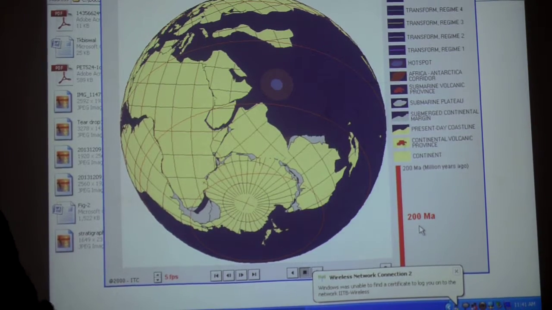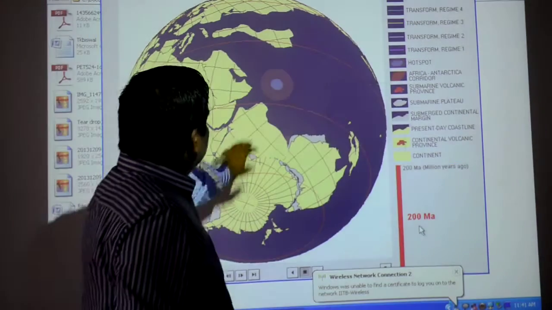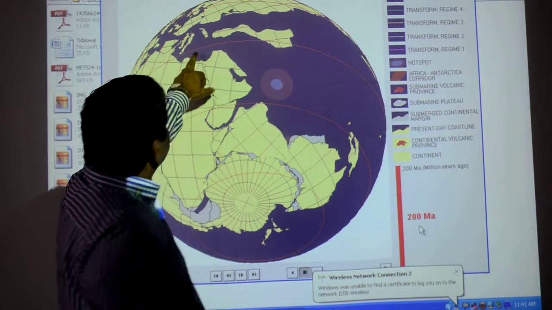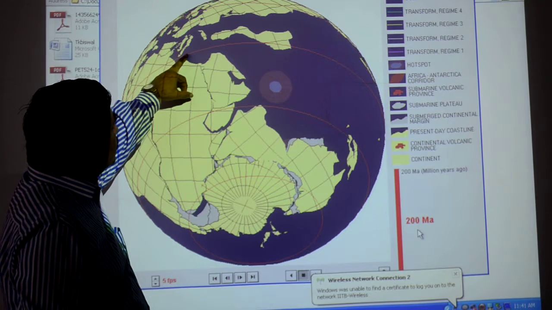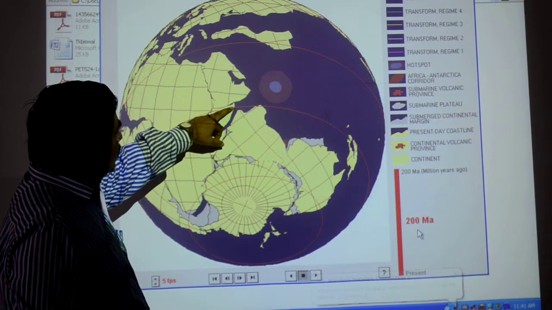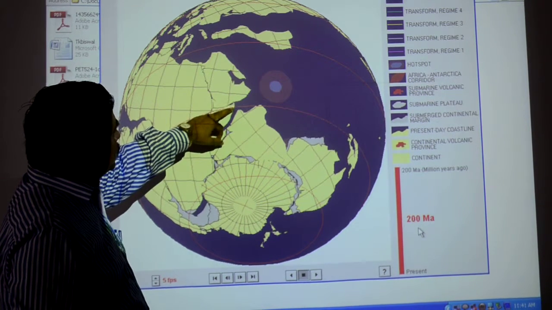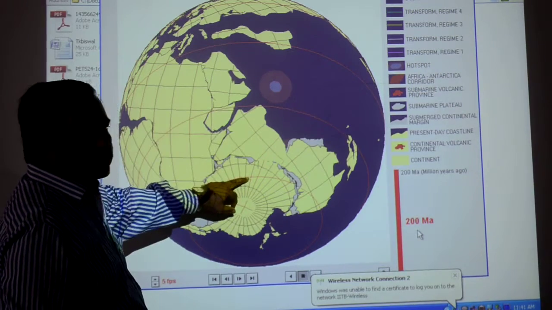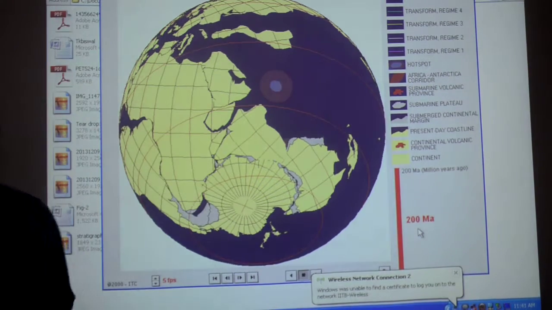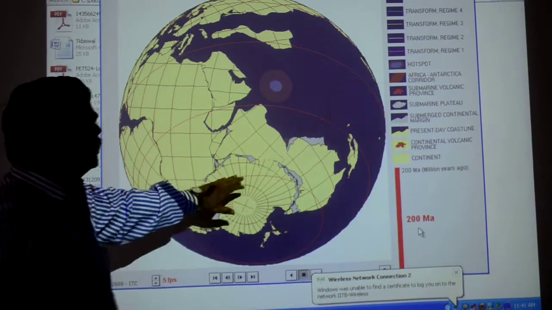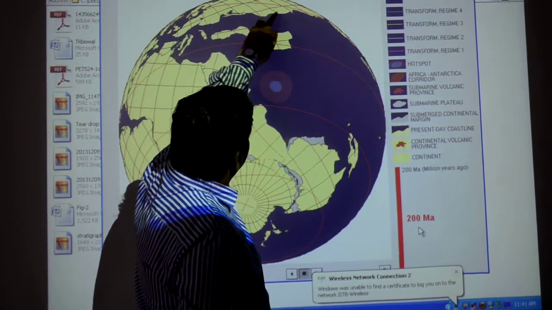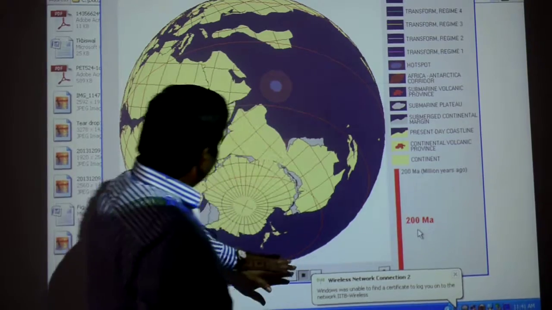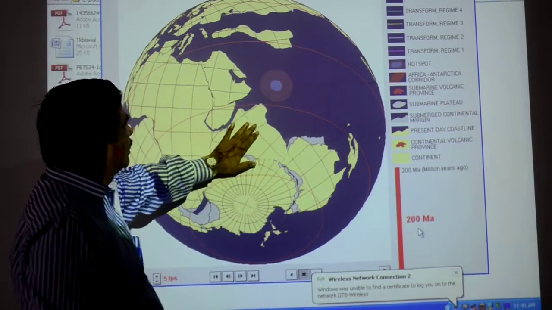So to begin with Jurassic, it was in the, this is the equator. This is 23, this is the tropic. This is polar. So India is now somewhere here. So during the beginning of Jurassic, we are in the cold climate.